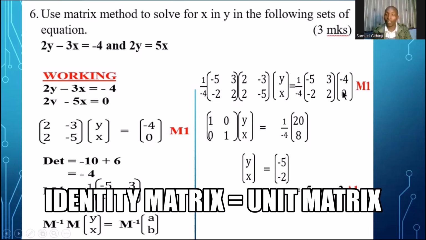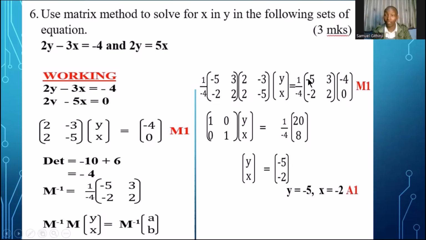On the other side, what have I done? I've taken 5, negative 5 times negative 4. I get 20. 20 minus 0, 3 times 0. That's how I got this 20. Then the other one will be negative 2 times negative 4. I get positive 8. Positive 8 minus 0 to be 8. So you can see that.